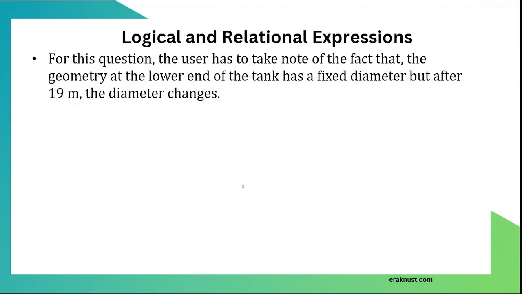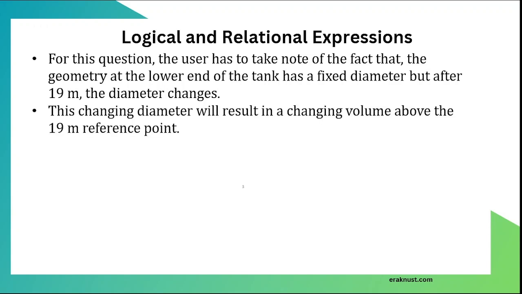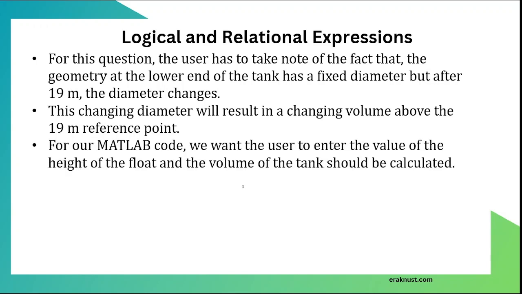So for this question, the user has to take note of the fact that the geometry at the lower end of the tank has a fixed diameter. But after a height of 19 meters, the diameter is going to change. And this changing diameter is going to result in a change in volume above the 19-meter reference point. So for our MATLAB code, we want the user to enter the value of the height of the float, and then the volume of the tank should be calculated.